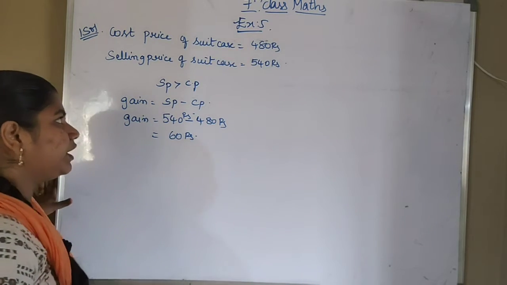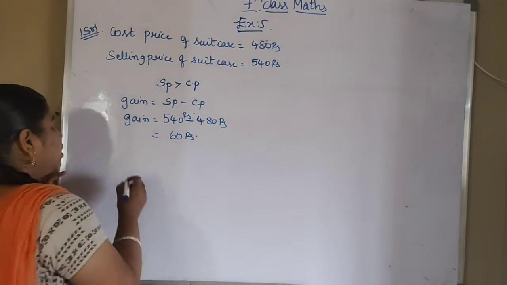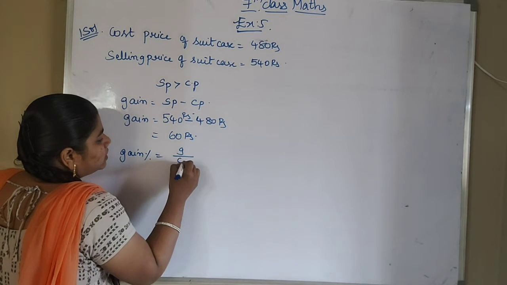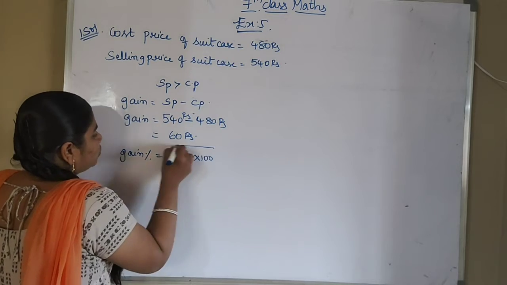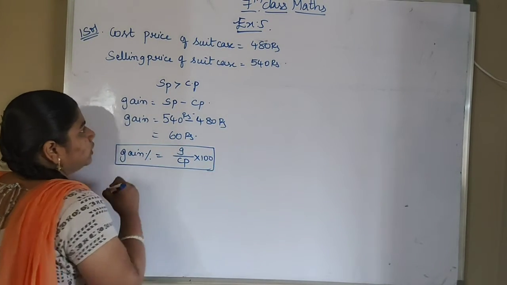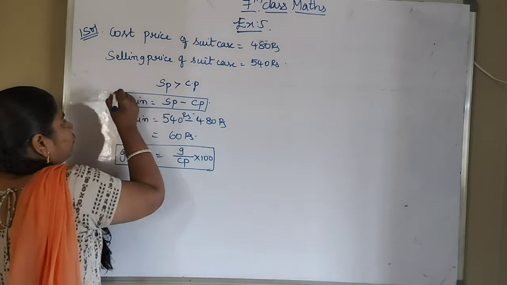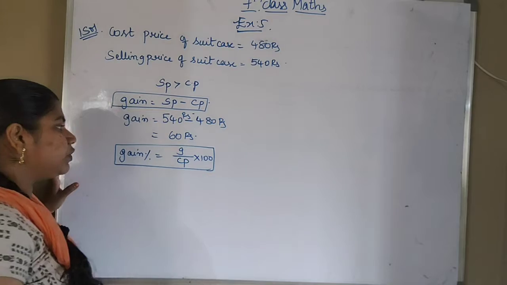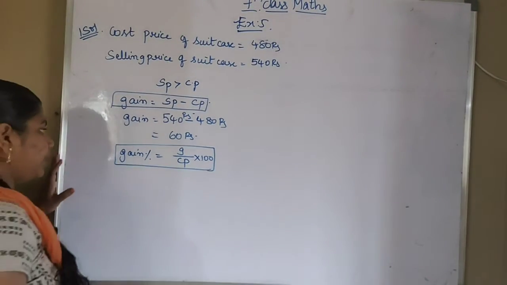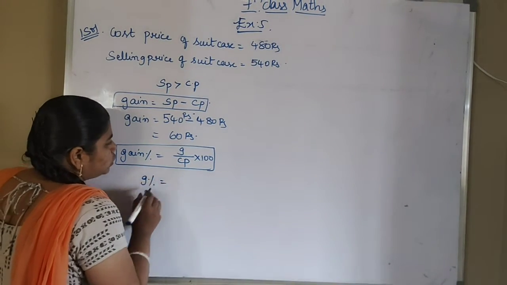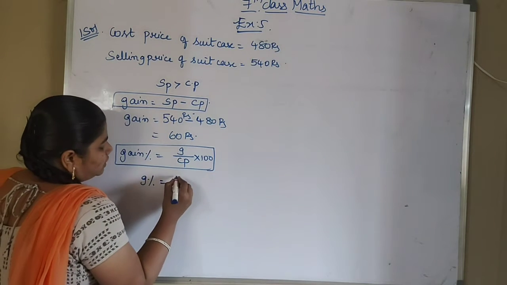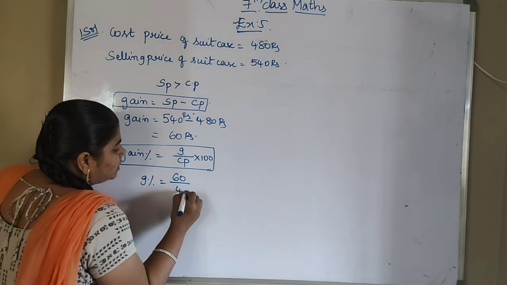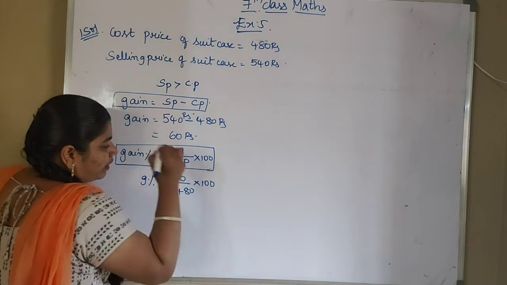Now what do we have to find? We have to find the gain percentage. So what is the gain percentage formula? Gain by CP into 100. These formulas are very useful. Here we are applying two formulas: gain is equal to SP minus CP, and gain percentage is equal to gain by CP into 100. So gain percentage is equal to, what is the gain value? That is 60 rupees by the cost price, 480 rupees, into 100.